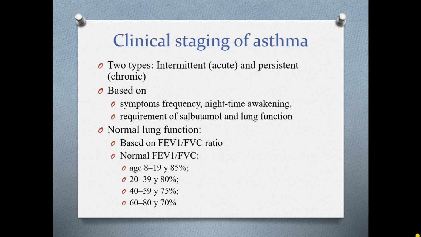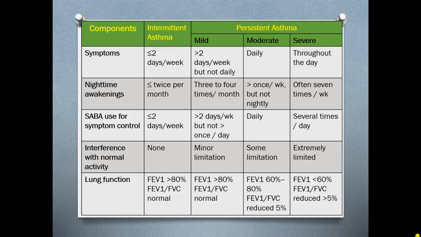Normal lung function is measured based on the FEV1 upon FVC ratio. The normal FEV1/FVC ratio for age 8 to 19 years is 85%, 20 to 39 years is 80%, 40 to 59 years is 75%, and 60 to 80 years is 70%. So these are the components of bronchial asthma. This is what happens in intermittent or acute asthma and persistent asthma.